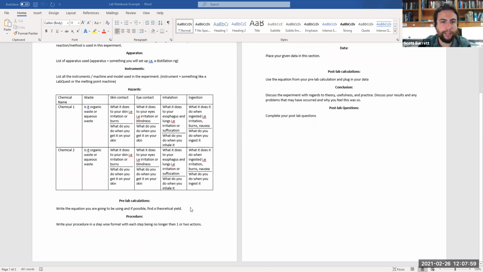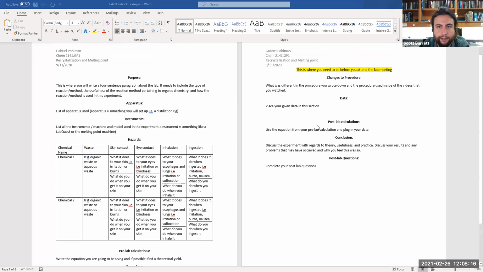And then pre-lab calculations, any sort of equations or calculations, even just theoretical yield, percent recovery, go ahead and you can just put the equation there. If there's no pre-lab calculations, just put a small equation there, and then you're good to go.